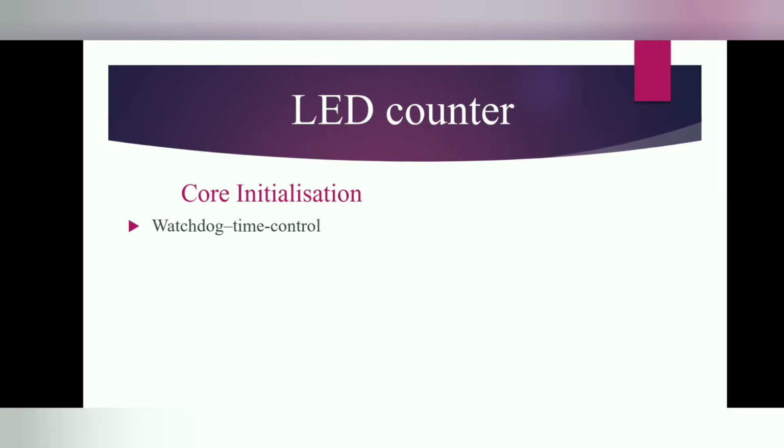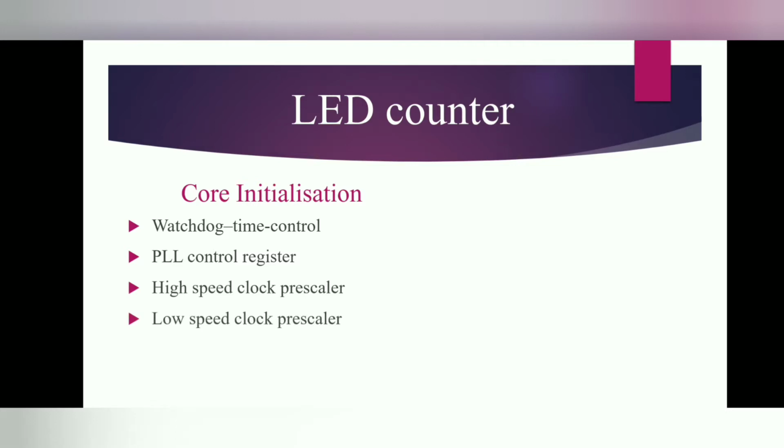Next we need to initialize the PLL control registers. The PLL control registers will provide the frequency to your code; it drives the code. For example, if your code is driven at 150 megahertz, this PLL control register will provide the 150 megahertz to your code. After that we need the high speed clock prescaler. As we know, the high speed clock prescaler will drive the ADC, and the low speed clock prescaler will drive the other peripherals connected to the core, or CPU, of your DSP processor.